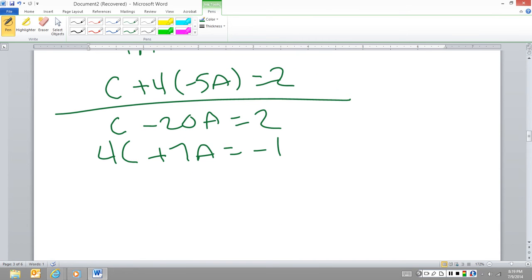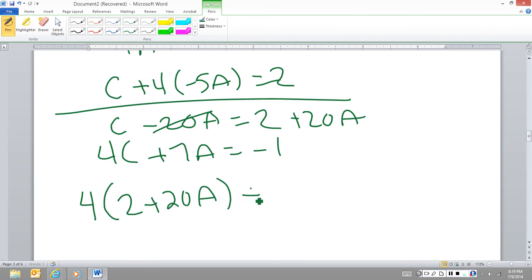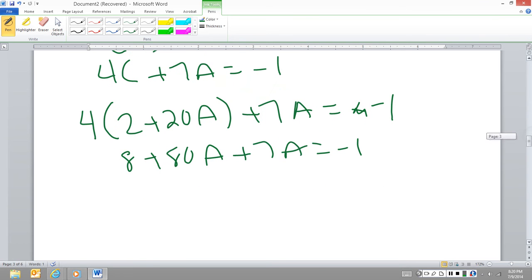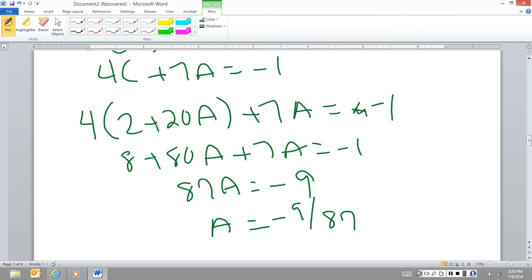I'm actually going to solve this. C equals 2 plus 20A, so I have 2 plus 20A plus 7A equals negative 1. Then 2 plus 27A equals negative 1, so this gives me 87A equals negative 9. So A equals negative 9 over 87. I move the 2 over there, and hopefully that's clear. So now this is A, and I'm going to write myself a note over here.